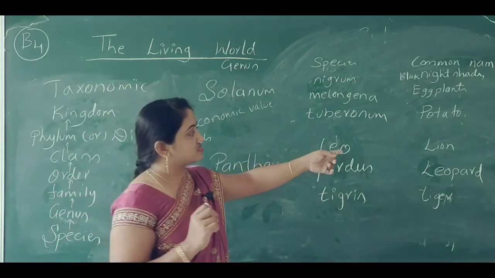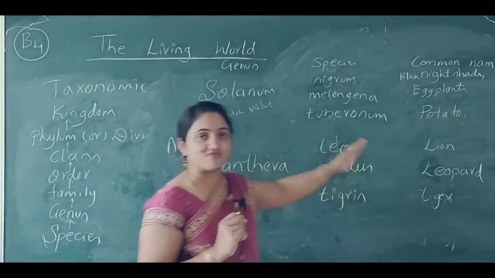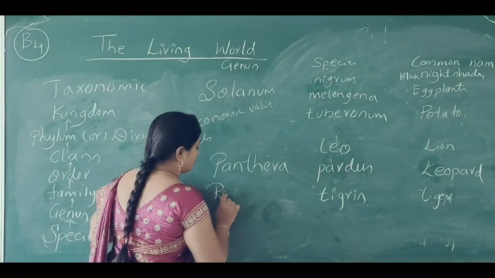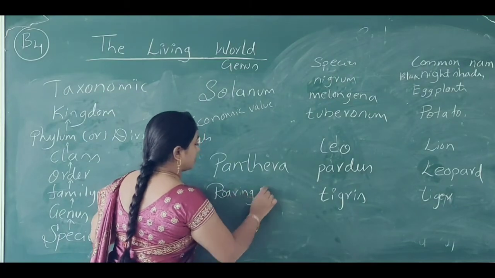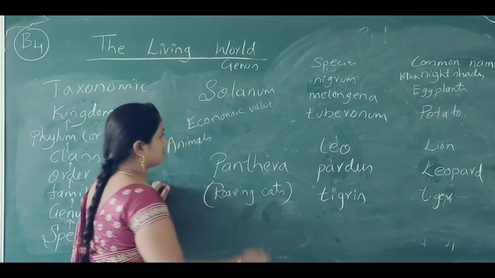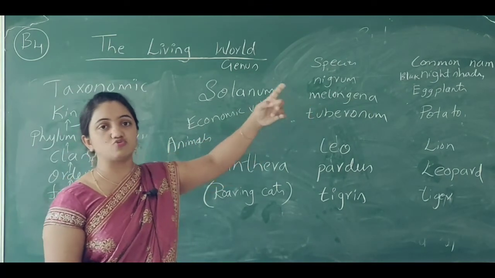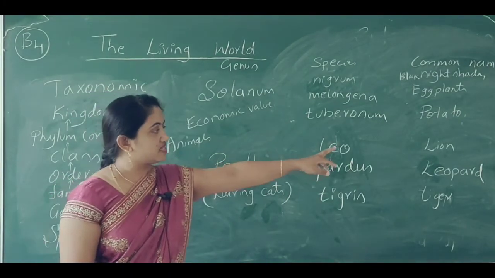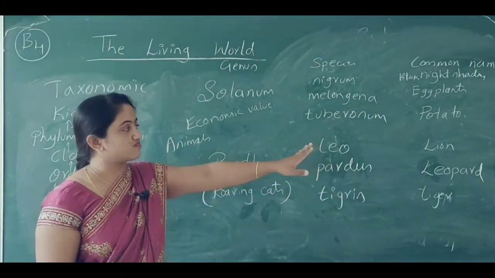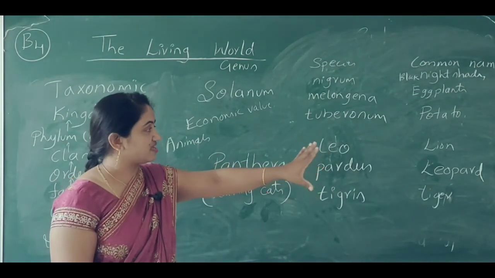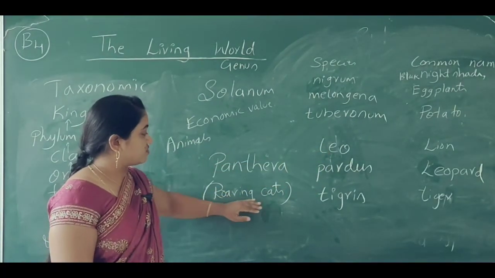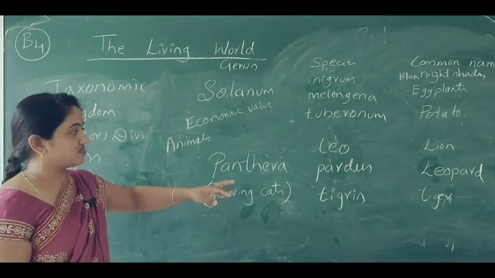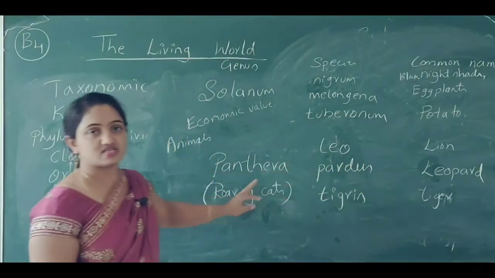But they all come under only one genus, that is Panthera. Why? The scientists grouped these different animals into one genus because all of them are roaring cats. On what basis were they grouped into a single genus? Because they are known as big cats or roaring cats. That's why they put them into a single genus. Species is different, genus is same.